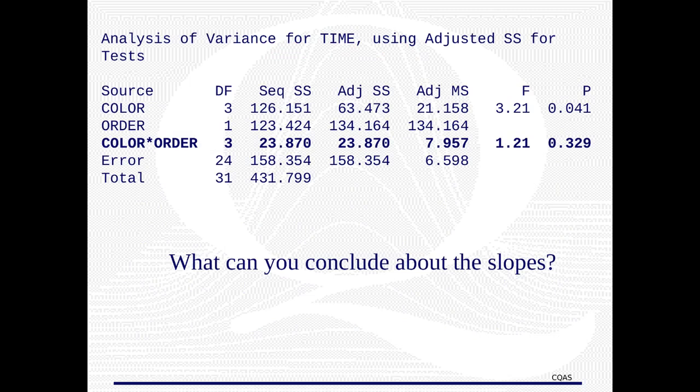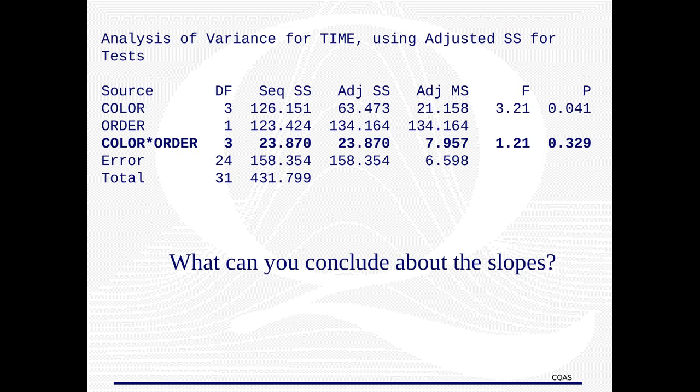Examining the analysis of variance table before us, we must focus on the interaction term between color and order. Notice that the interaction p-value is 0.329, which far exceeds our conventional significance threshold of 0.05. This tells us that the interaction effect is not statistically significant. What does this mean conceptually? The interaction tests whether the relationship between order and time depends on which color we're examining.